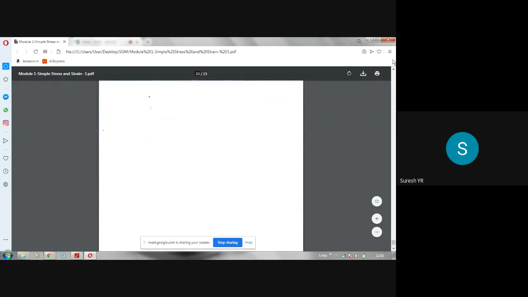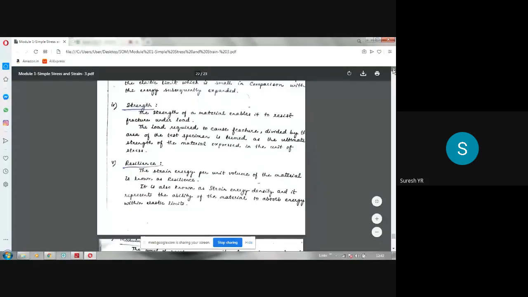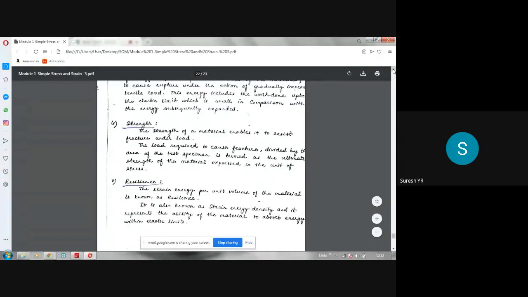So in a nutshell, what are all the things we discussed in module 1? First we discussed stress and strain, linear strain. Then Hooke's law: within the elastic limit, stress is proportional to strain. Sigma is directly proportional to epsilon, or sigma is equal to E into epsilon, where E is the Young's modulus. Then we discussed the assumptions made in deriving Hooke's law. Then simple problems on finding the stresses, and derivation for finding the elongation of a bar subjected to tensile or compressive load.